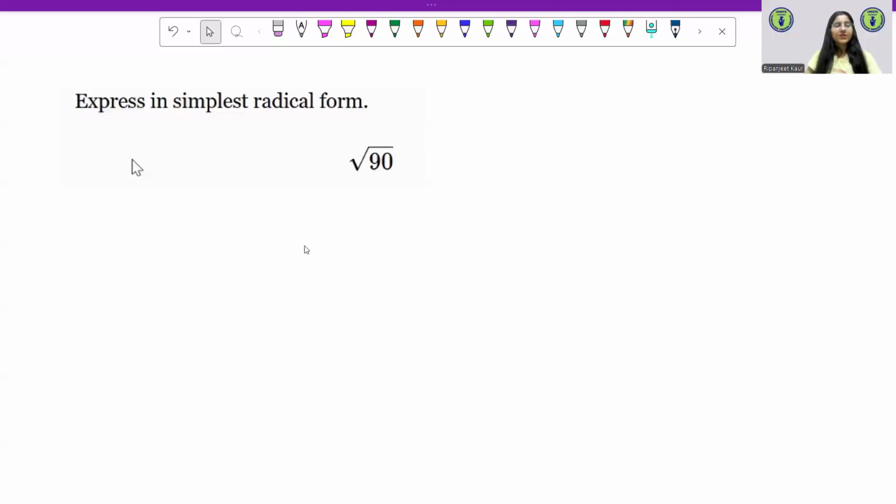So we want to find out, express this in the simplest radical form, root of 90. So we do it with the short division method, which is 90. We just divide this 90 with the prime numbers, right? So what is the smallest prime number that we know about?